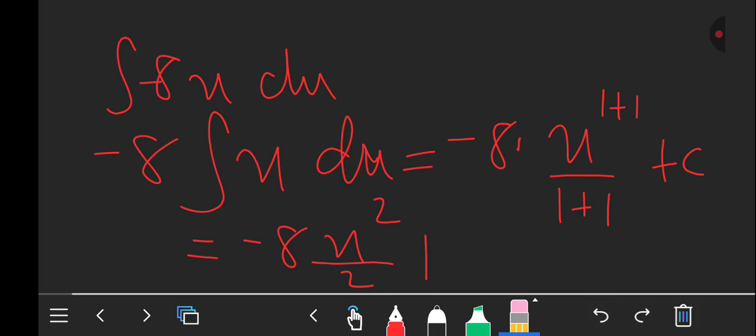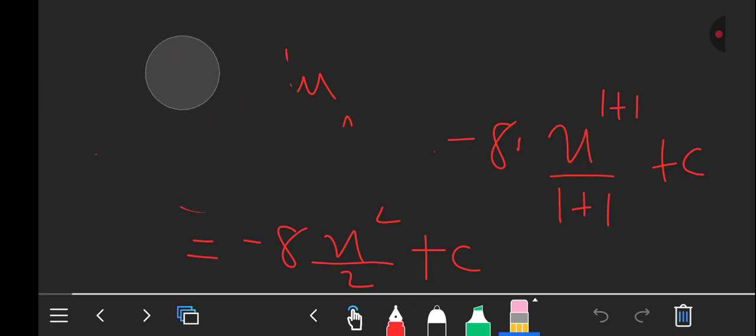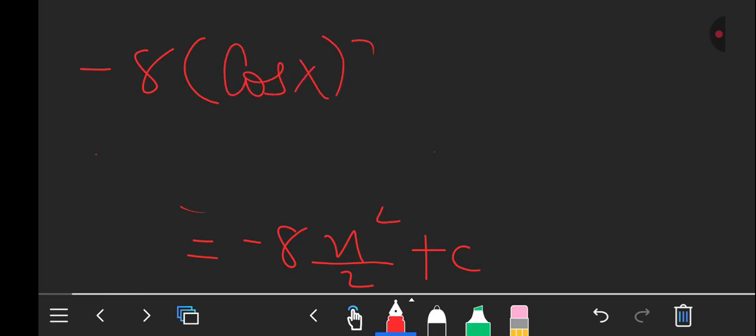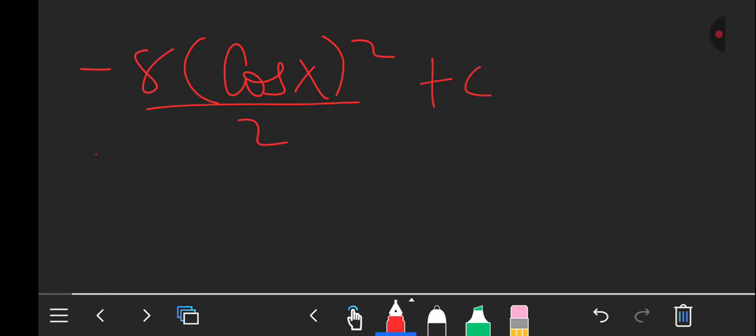Okay, so plus c. Then we can substitute. We had let u be equal to cos x, you remember, right? So negative 8, where there's u, we bring back cos x squared over 2 plus c. You can now simplify this. 2 there is 1, 2 there is 4, so negative 4 cos squared x, then plus c.